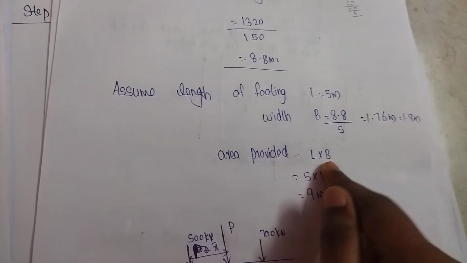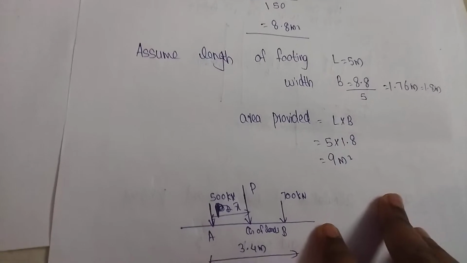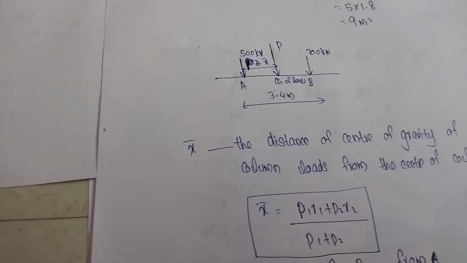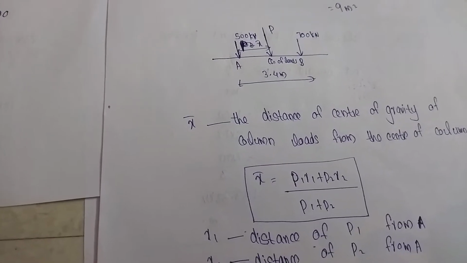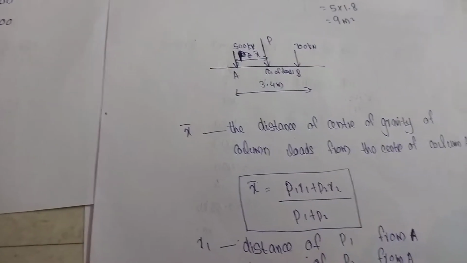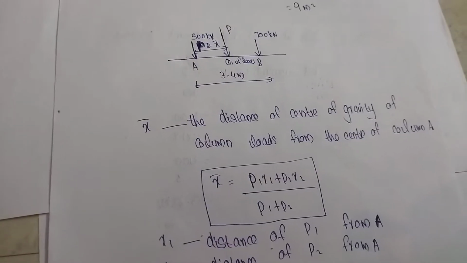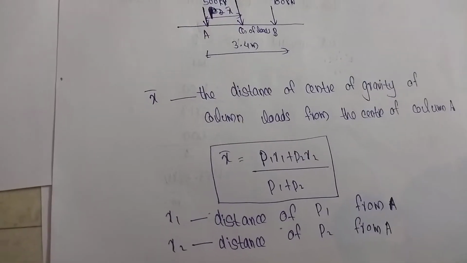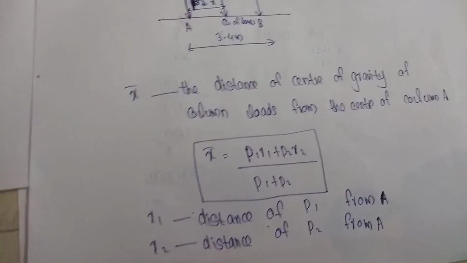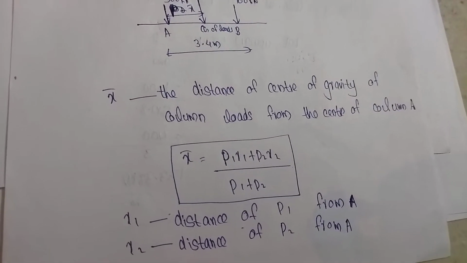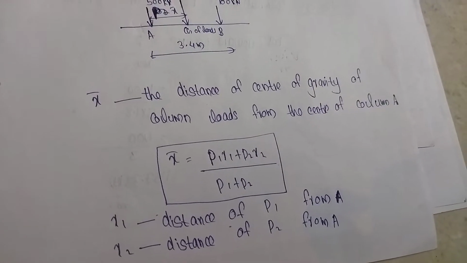Area provided equals length into breadth, equal to 5 into 1.8, equal to 9 meters square. Then we want to calculate the center of gravity of loads. We have an equation: x bar equals P1 x1 plus P2 x2 divided by P1 plus P2. So what is x bar? The distance of center of gravity of column loads from the center of column.